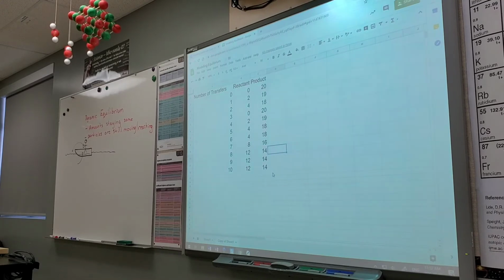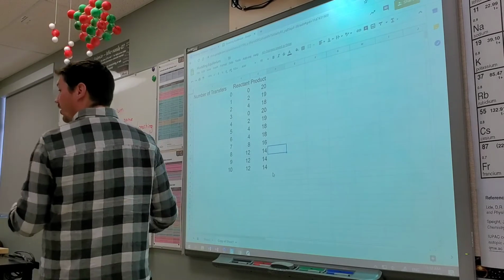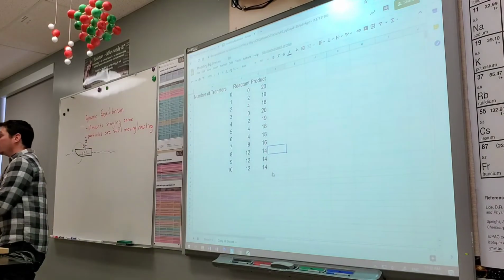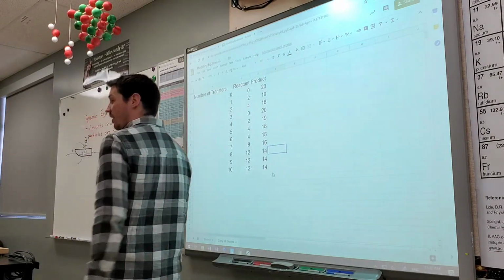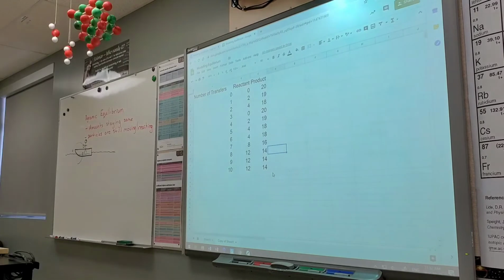So, has anybody ever graphed anything in Google Sheets or Microsoft Excel or anything like that? It's phenomenally easy, would you agree? Especially compared to graphing by hand. If you wanted to make a really high quality graph, how much time would you have to spend working on that graph if you were to draw it out by hand? About 10 minutes, right? Would you agree?